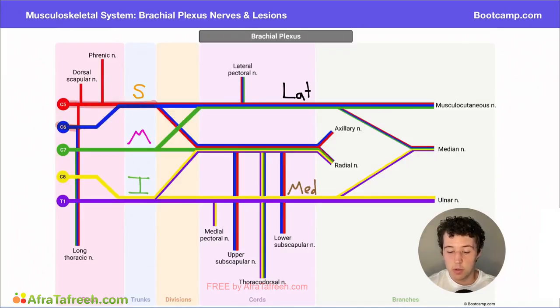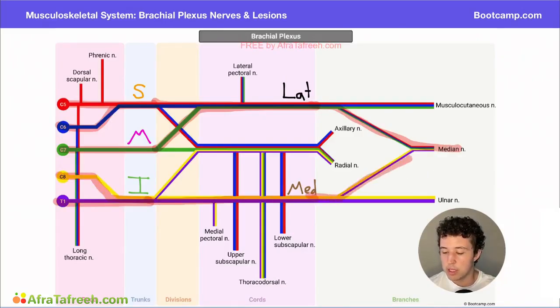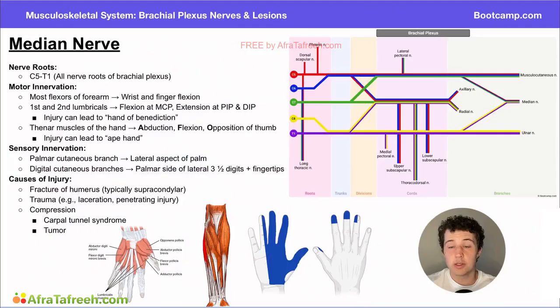C5 and C6 will join together to form the superior trunk, where they will move on to form the lateral cord. C7 will form the middle trunk and then make an anterior division to join the lateral cord, which will then go on to form one part of the median nerve. C8 and T1 will join together to form the inferior trunk, where they will continue on to form the medial cord and complete the median nerve. So as we just discussed, the nerve roots of the median nerve will include C5 to T1, which is all the nerve roots of the brachial plexus.